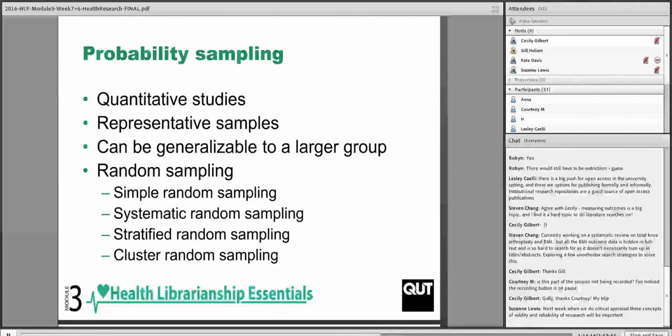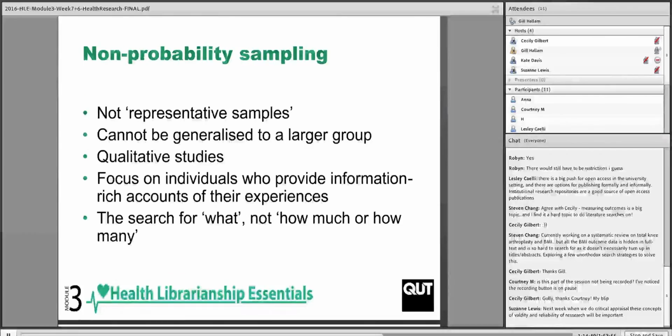I won't go into this in too much depth, but the language is there for you to be able to consider. Probability sampling looks at the representative samples, the random sampling. Is it a simple random sample, systematic random, stratified random sample? There's lots of different areas there that you can explore, as opposed to non-probability sampling, which is not representative. It cannot be generalized to a larger group.